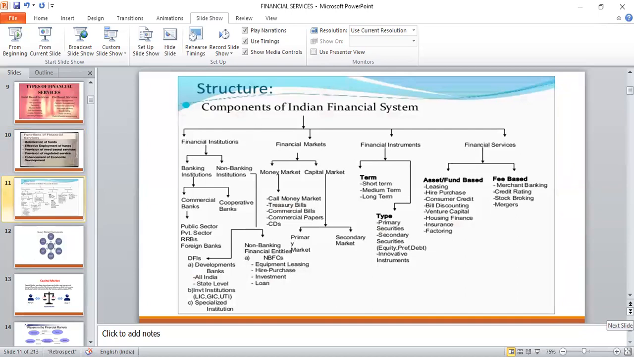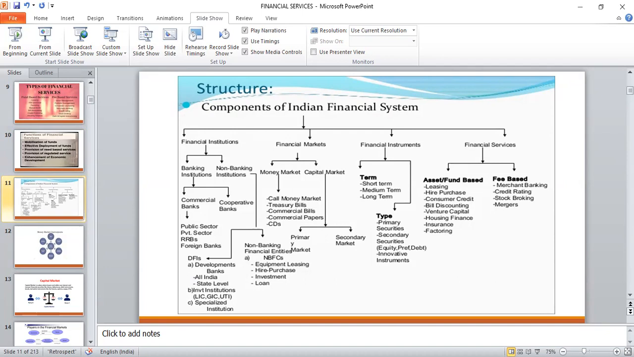Yes, so this is the structure of the Indian financial system. I've just given the flowchart, and I'll explain the flowchart. Just listen carefully. The Indian financial system has been broadly categorized into 4 types, which are financial institutions, financial markets, financial instruments, and financial services. Now, the financial institutions are the institutions which give the financial assistance. So financial services is a part of the financial institutions.